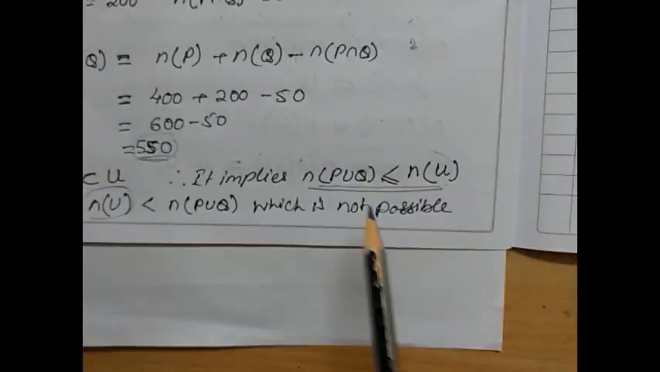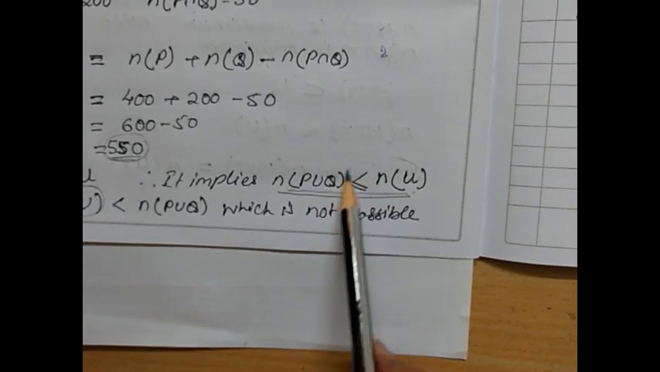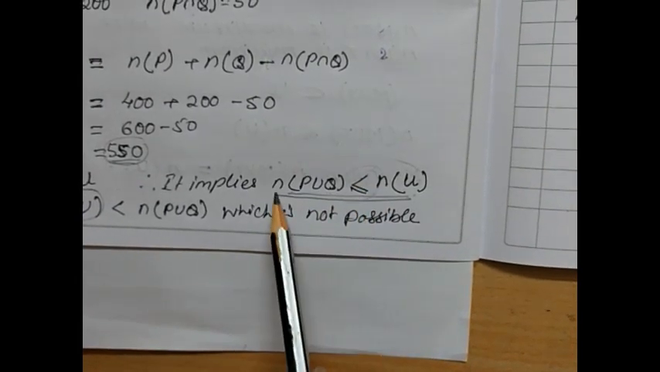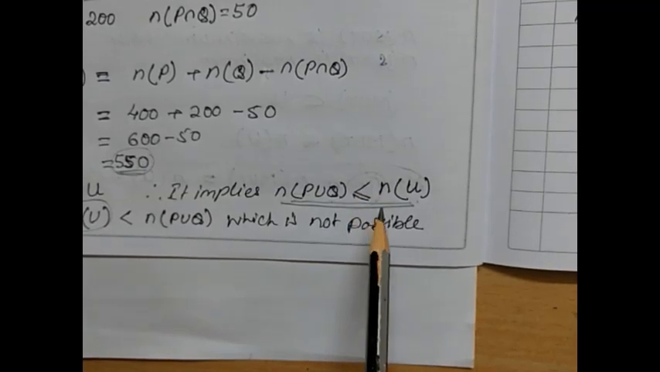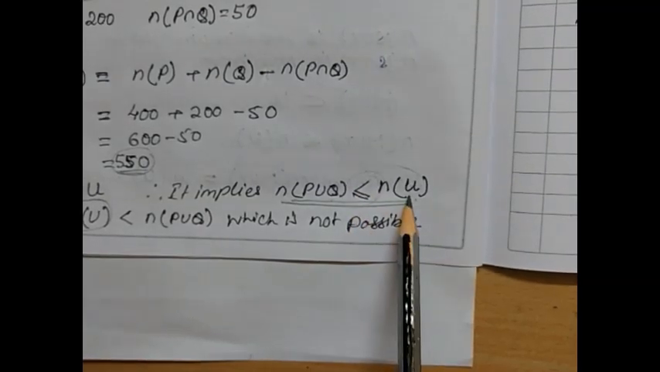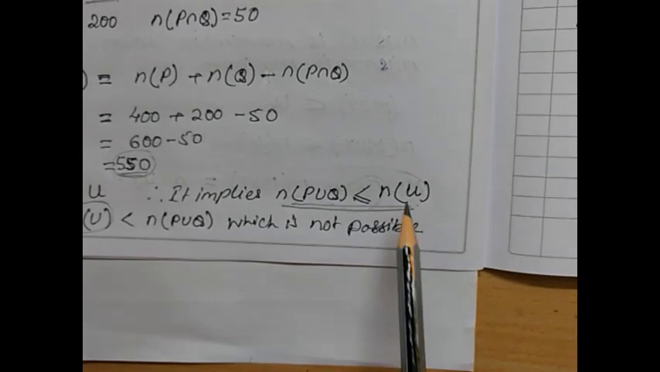So here we are talking about the inequality sign. It says that when we are talking about the union of the two sets, it will always be less than or equal to the universal set. I hope this thing is clear.